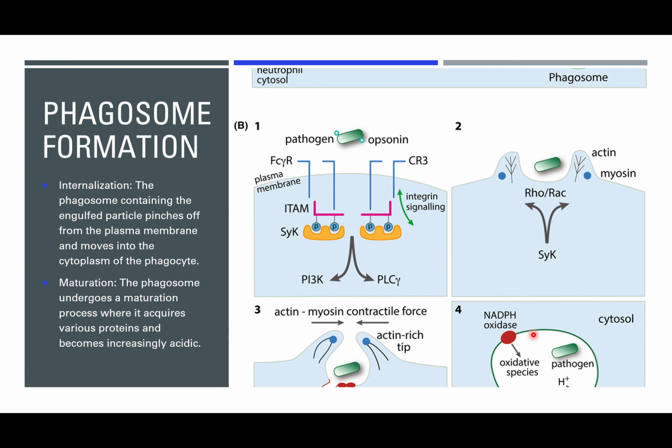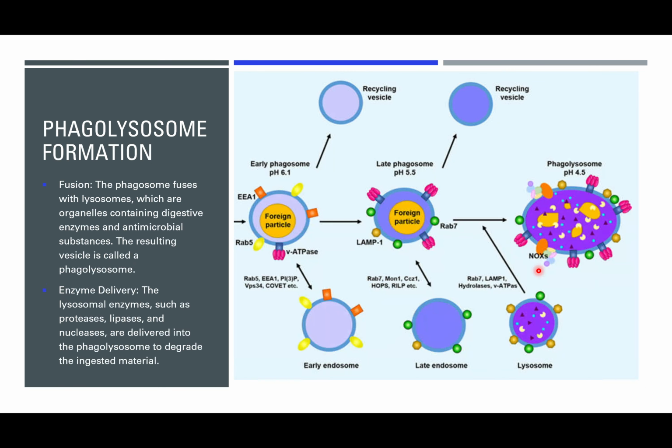So the phagosome is formed, and then we have the maturation of the phagosome, a process that acquires various proteins and becomes increasingly acidic. We're going to talk about what happens within the phagosome, the phagolysosome. We're going to have phagolysosome formation, where the phagosome is basically the vacuole in which the pathogen is, and then the lysosome will fuse to the phagosome.